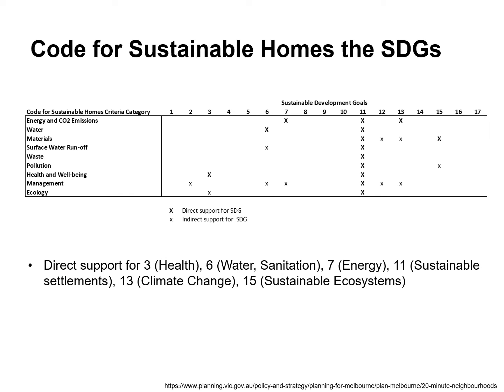One of the first tasks we do is to take each of the tools, look at the detailed criteria in terms of the Sustainable Development Goals, and then present the results as a matrix. The first matrix shows the results for the Code for Sustainable Homes. It shows that there's direct support for the following SDGs: 3, health; 6, water and sanitation; 7, energy; 11, sustainable settlements; 13, climate change; and 15, sustainable ecosystems.